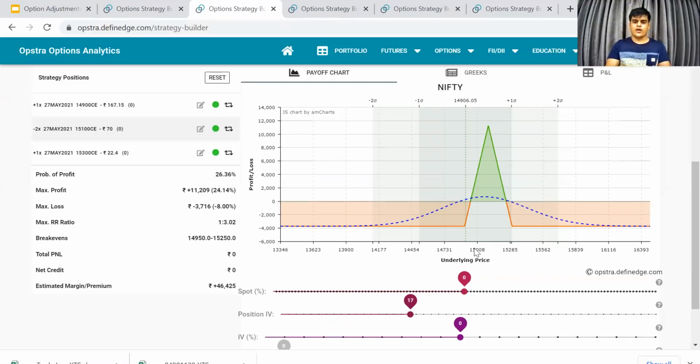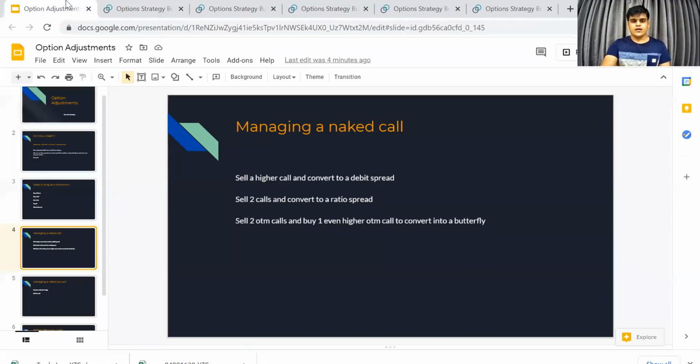Okay, but don't do this too frequently. Do this only if a certain level is broken and your view has convincingly changed. Okay, don't do it at every price tick, because then you will only keep doing adjustments. Okay, I hope this is clear. Watch this video again, you'll understand it. And what I'll do is I'll try to record some live examples of my live trade so that you get a better understanding of this, and I'll upload it on YouTube.